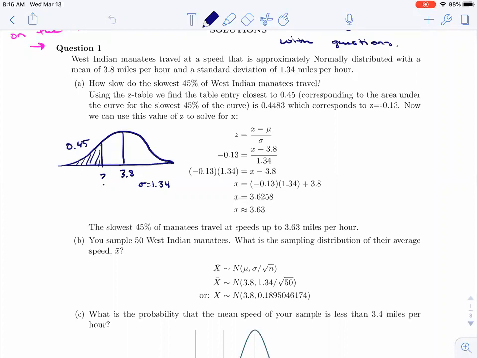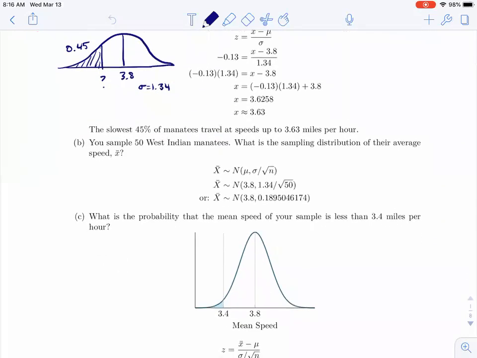And so for part B, now I tell you that you sample 50 West Indian manatees. What's the sampling distribution of their average speed, X bar? Even if you just stopped here, that would be full marks. I get a little lazy and I just leave it like this in this form, right, over the square root of 50. I don't simplify it. You can if you want. If we simplify it round, is it still good? Yeah, but try to keep, I'd say 3-ish decimals.